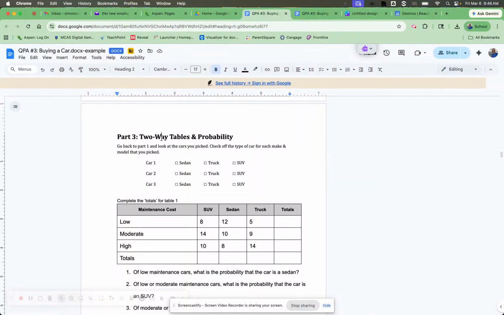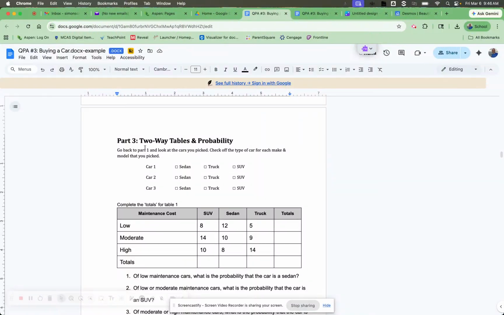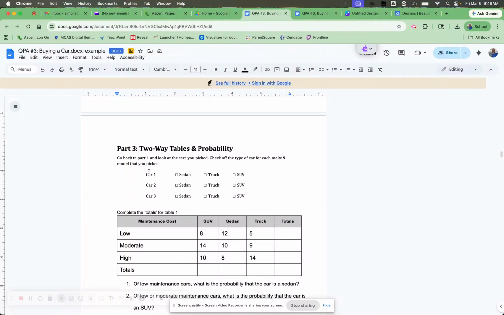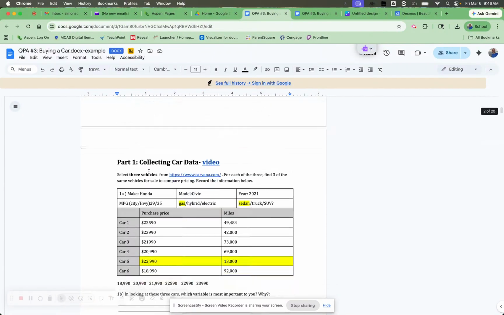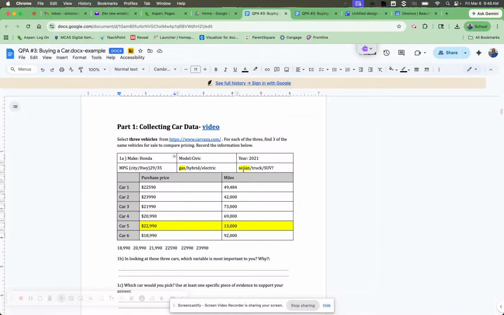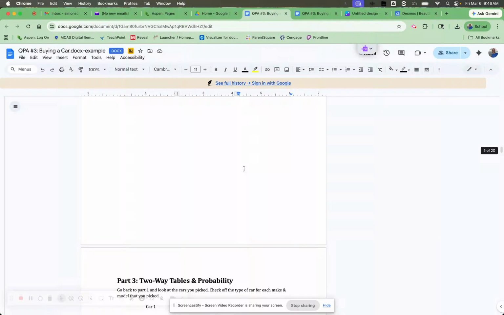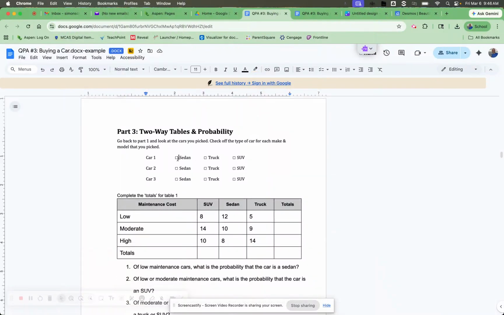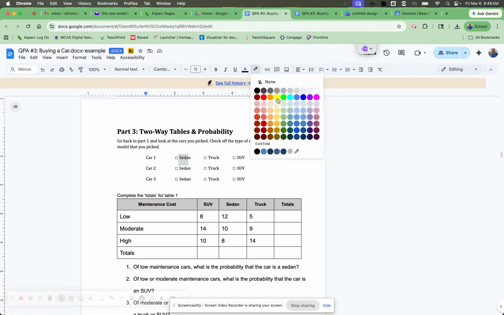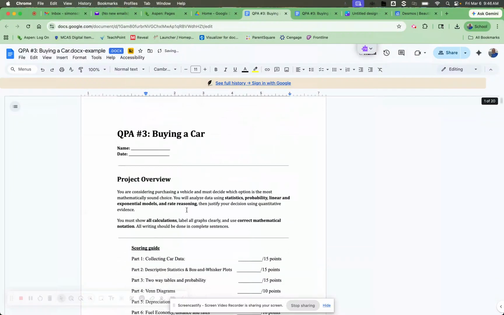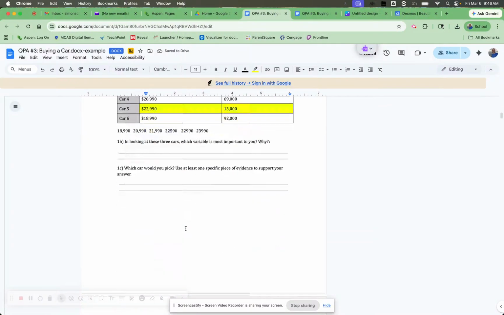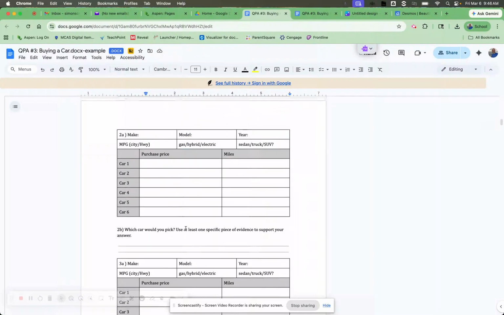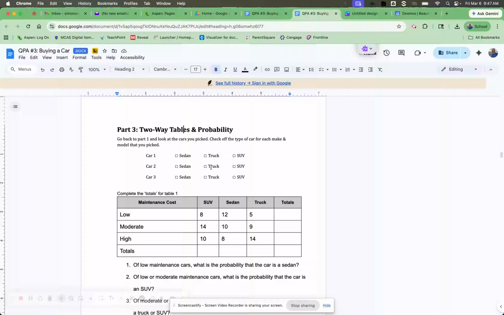All right, part 3. So I need to go back to part 1 and figure out my first car. My first car was a Honda Civic, which was a sedan. So I'm going to put a little check here and label this as a sedan. And then car 2, my second car, I didn't have one here. I didn't pick one, so I was going to make sure to put whatever that is.